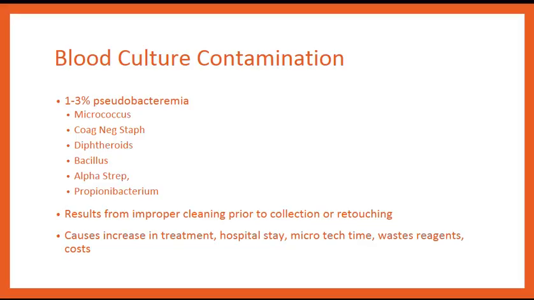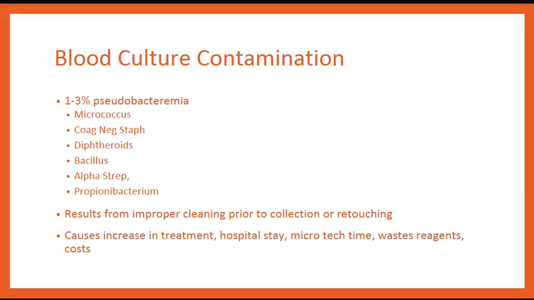So 1 to 3% of the pseudobacteremia is due to Micrococcus and coag-negative staph, and Micrococcus is a coag-negative staph, but also like Staph epidermidis and Staph saprophyticus. Diphtheroids and Bacillus are both gram-positive rods that are normal flora. Also alpha strep or gram-positive cocci, different types of strep, not like strep pneumo or enterococcus.